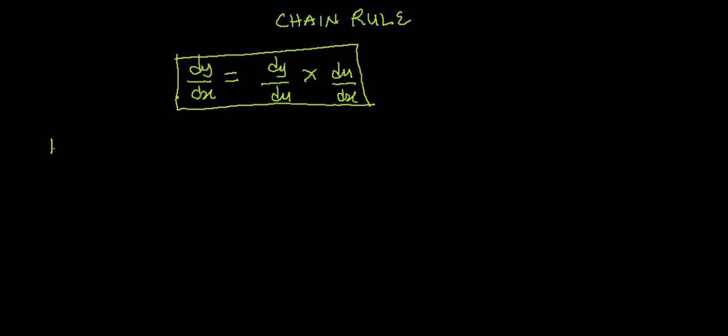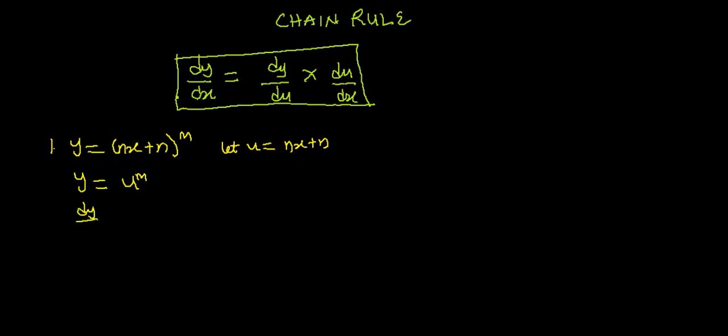Number 1, you are given y equal to (nx + n) all raised to m. Now let u be equal to the inner function here, which is nx + n. Then if u is equal to this, y will reduce to u raised to m. Now we take the differentiation of y with respect to u. dy/du is going to be equal to m u raised to m minus 1.